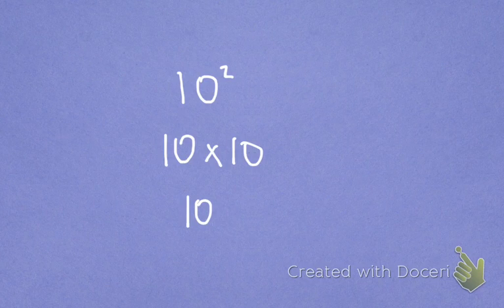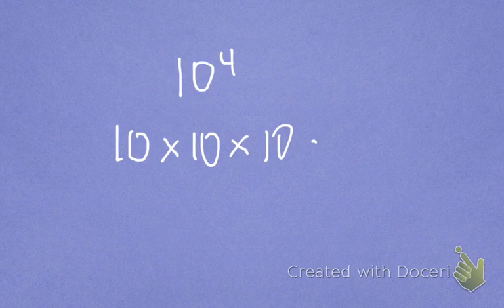Let's take a look at another example. Once again, we have a base of 10, and the exponent is 2. What that 2 is telling us is we need to take that big number, that 10, and multiply it 2 times together. To find the answer, we know 10 times 10 is going to be 100. And that's how you find that answer.